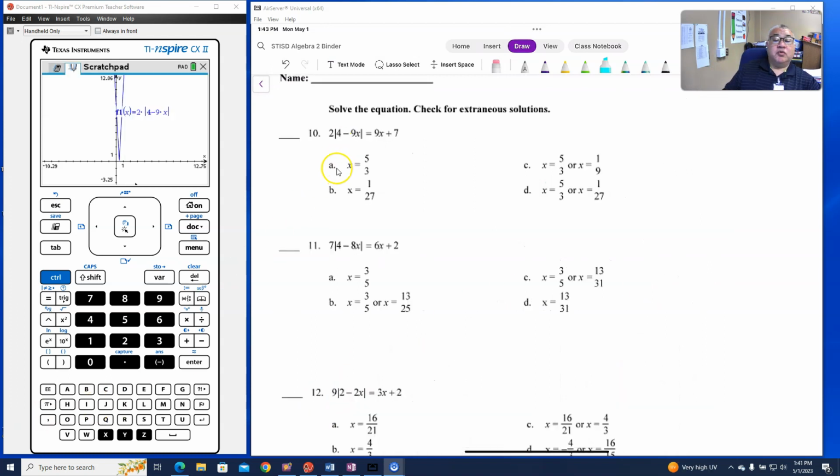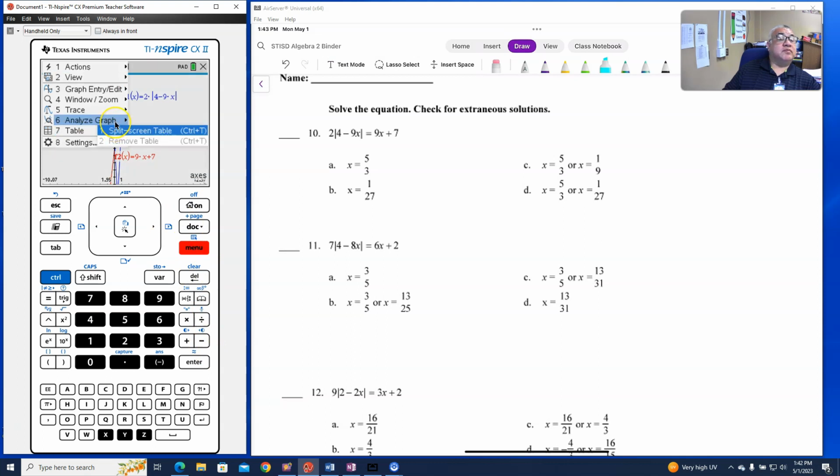I'm going to solve this equation using the graphing calculator. I've already typed in the left side. Now you go to menu, function, and let's type in the right side. And where the two intersect, those are the answers. So go to menu, intersection.